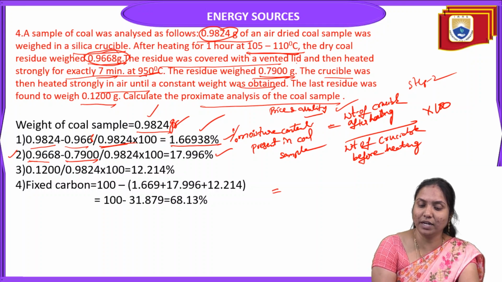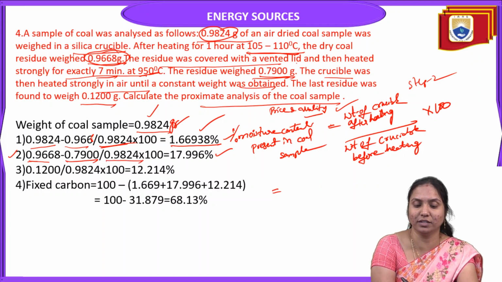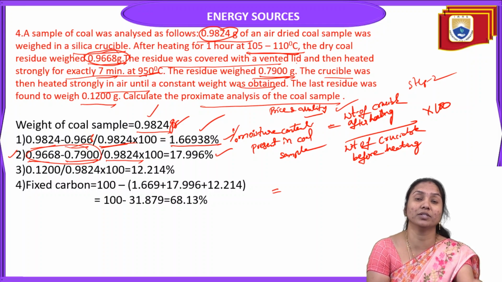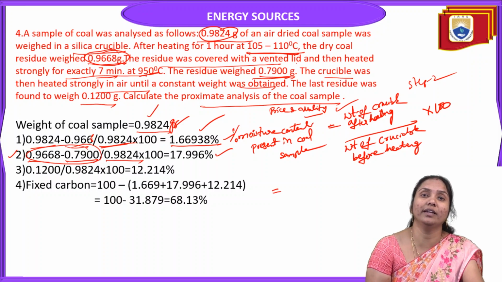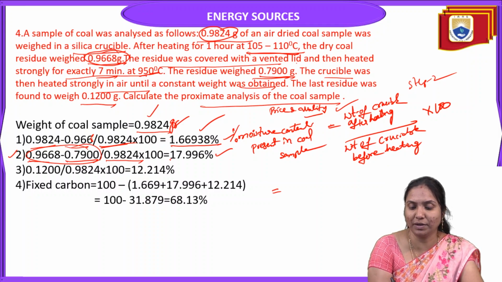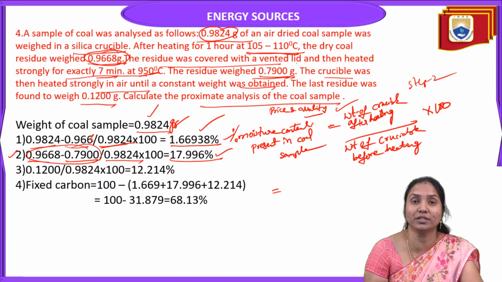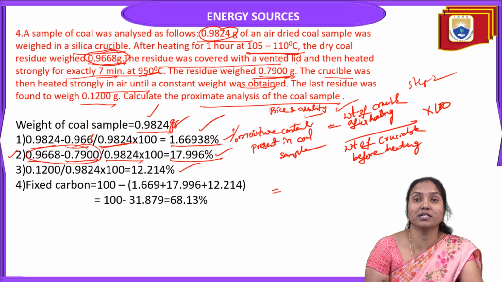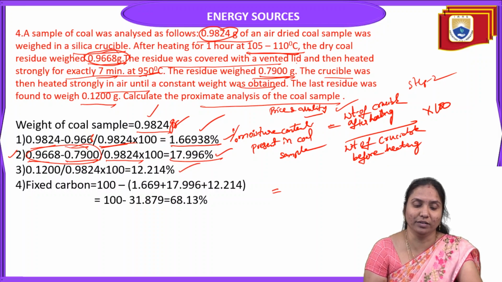0.9668 by total weight of coal sample. This is the difference between these two, and by total weight of coal sample, starting we are taking 0.9824, into 100. So finally, you'll get the percentage of volatile matter present in coal sample is 17.996 percentage. Now you can calculate the ash content present in coal sample.